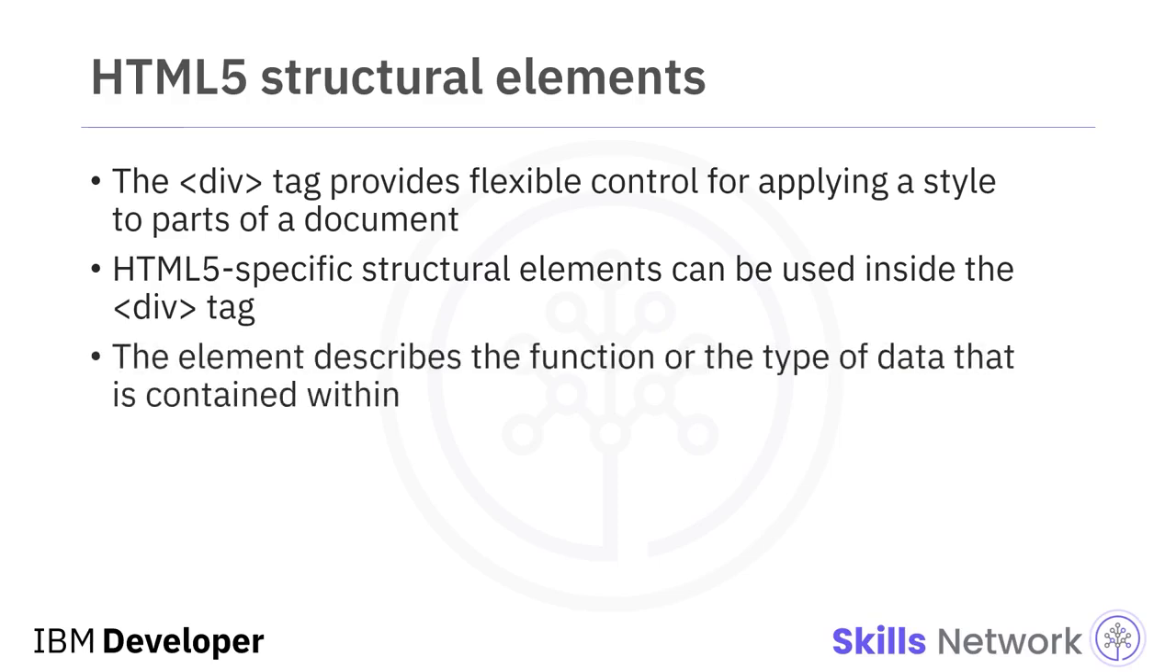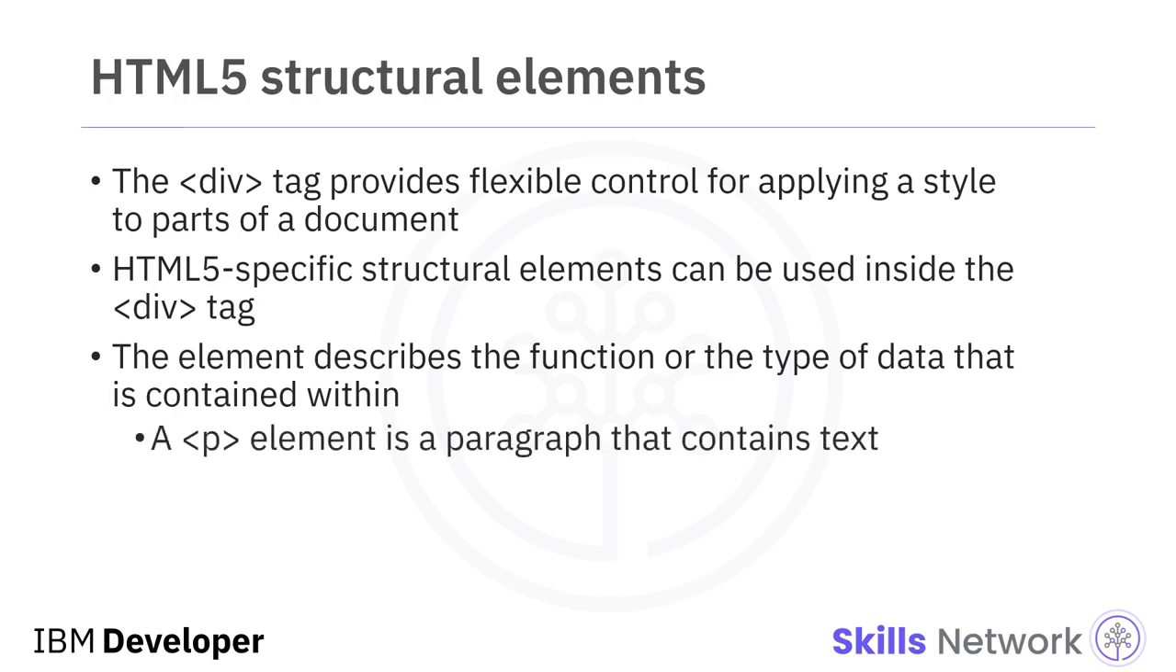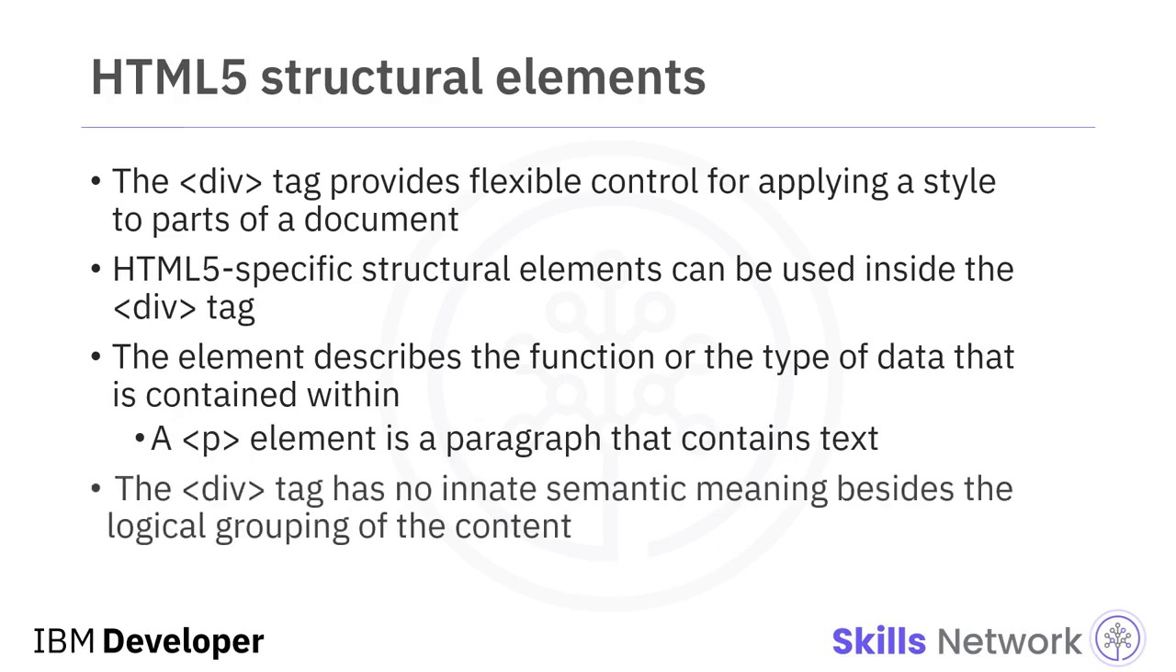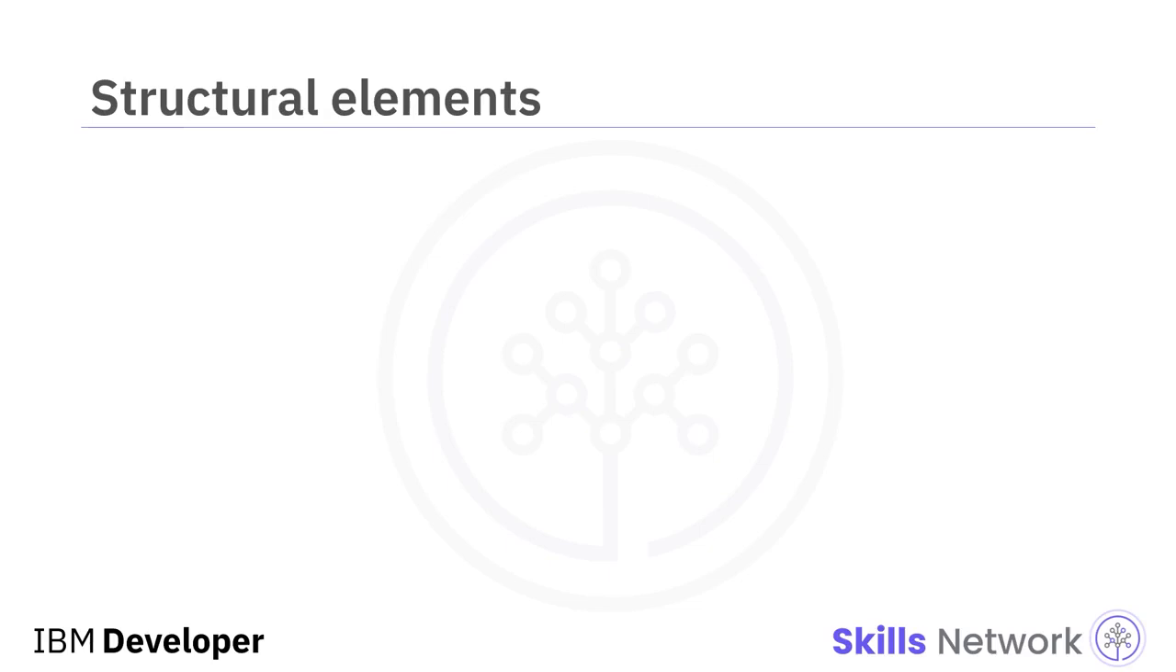Most HTML elements have a semantic meaning. In other words, the element describes either the function or the type of data that is contained within. For example, a P element is a paragraph that usually contains some text. In contrast, the div tag has no innate semantic meaning besides the logical grouping of the content. You can use these dedicated elements to mark up your website rather than using the generic div or span elements.